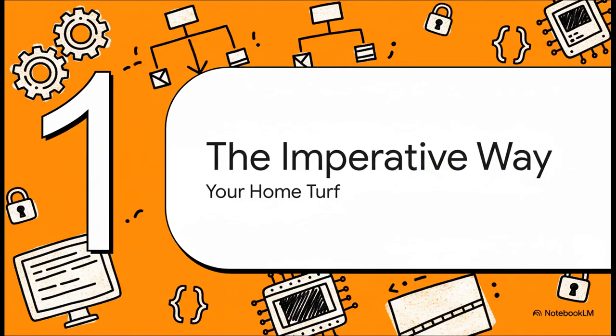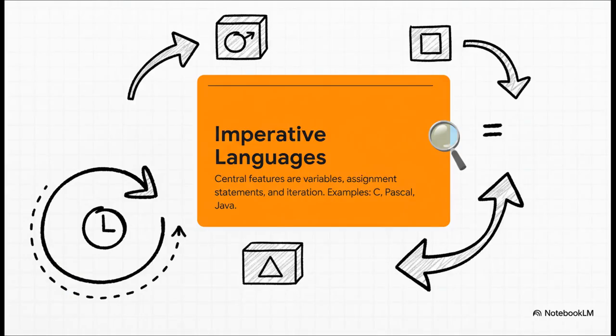Okay, so let's start in the world that most of us, especially if you're a student, know best. This is the imperative paradigm, and for anyone who's ever coded in C, Java, or Python, this is going to feel like home turf. Imperative programming is really all about giving commands that change the program's state. Think about it. The three pillars of this world are variables, which hold some data, assignment statements, which go in and change that data, and iteration, your good old for and while loops, which just repeat those changes over and over. It's just a sequence of instructions that are constantly modifying data.